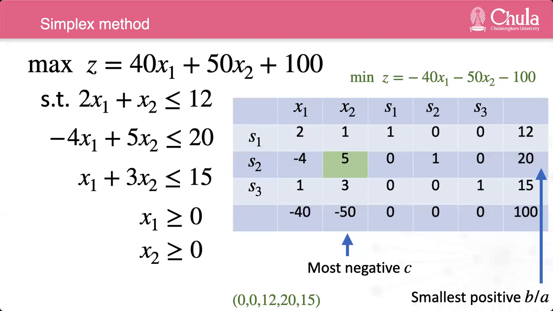Okay, so find the ratio of B over A. This one is 12, right? This one is 4. And this one is 5. So in the next round, we should remove S2 and introduce x2.